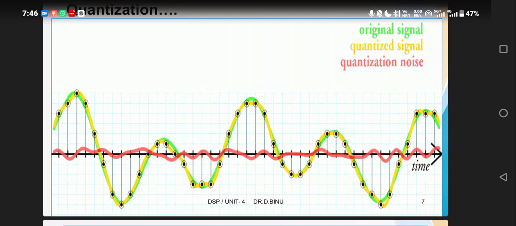This graph represents the original signal, quantized signal, and quantization noise. What is meant by quantization noise? It means the difference between the original signal and the quantized signal.